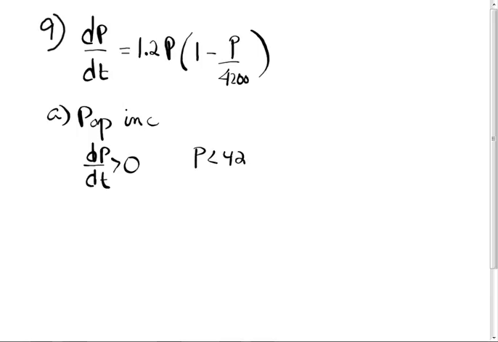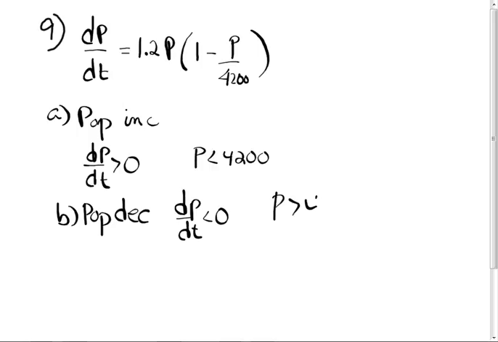Can it be that easy on the exam? Yes, it can. We can only hope. And then the next one is, when is the population decreasing? The population decreases when dP/dt is what? Negative. What is that? P greater than 4,200.